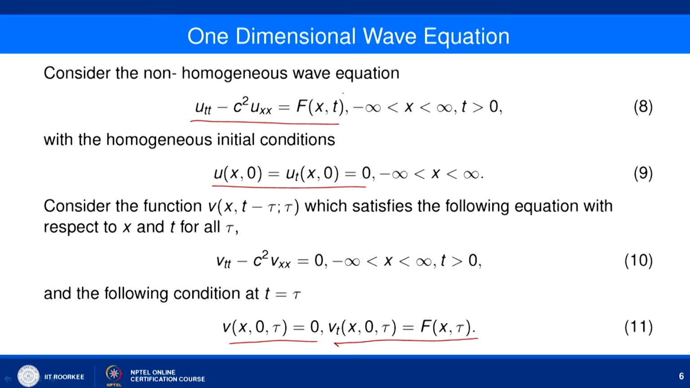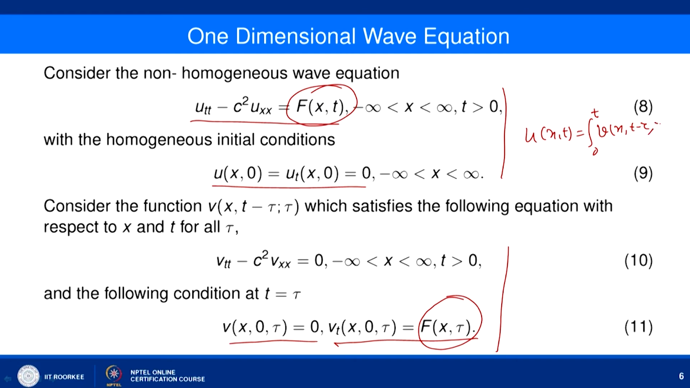So, here the non-homogeneous forcing term is now taken with an initial condition of one less order. Here it is u_tt, and one less order means v_t, which I am writing as f(x, tau). If we can find the solution of this problem, then I can write the solution u(x, t) as the integral from 0 to t of v(x, t minus tau; tau) d tau. That is our claim, and let us see how this claim is verified.